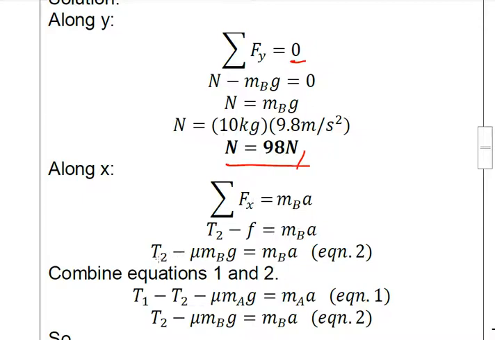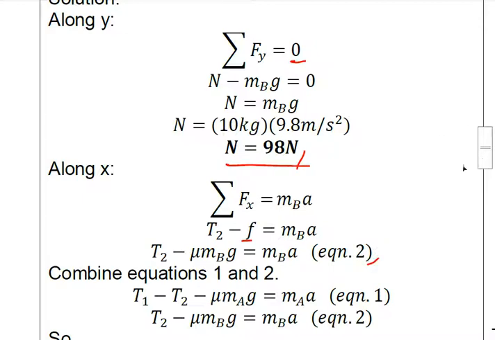Then you have here the expanded form, wherein we are trying now to plug in the weight as mb times g, and of course the coefficient of friction mu, so that we'll be able to have this frictional force. Then next to this, we'll leave this one as our equation 2.